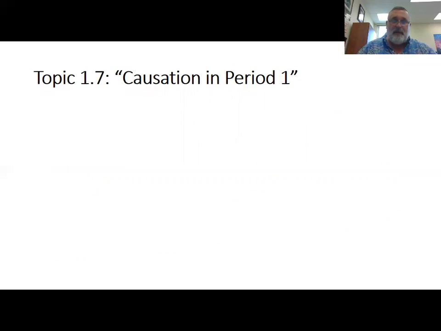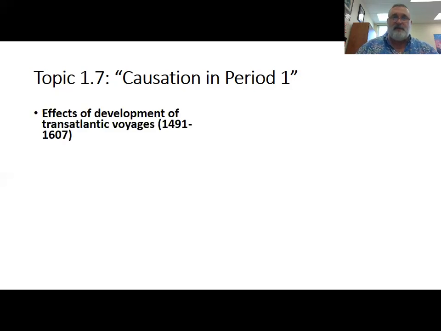At the end of every period is a topic that deals with a skill that you need to look at within your understanding of U.S. history. So one of these skills is looking at causation. And so you're going to get exposure to these skills throughout the periods. So all you need to worry about for period 1 is looking at causation. What brought things into motion? Okay, so what were the effects of the development of transatlantic voyages?